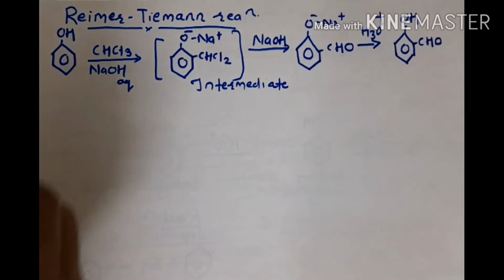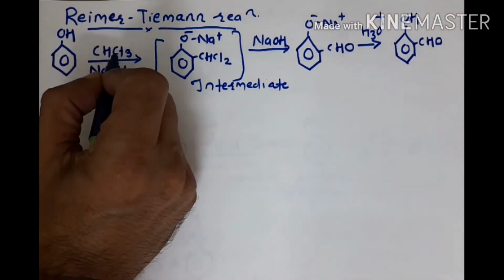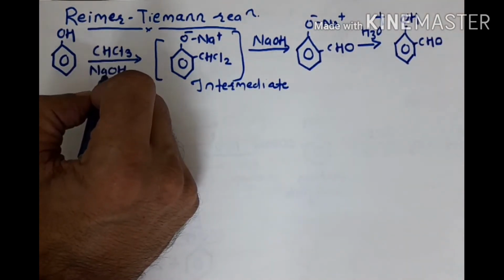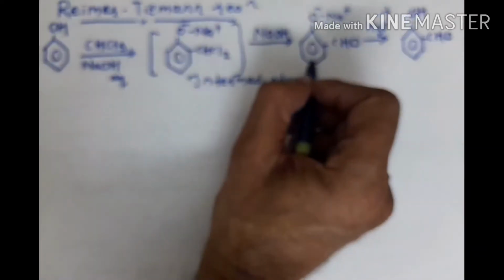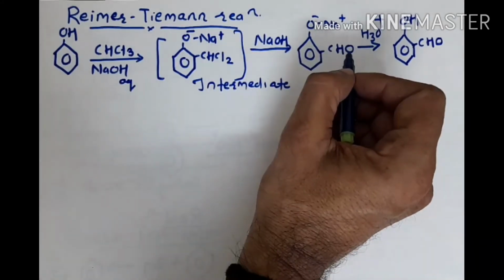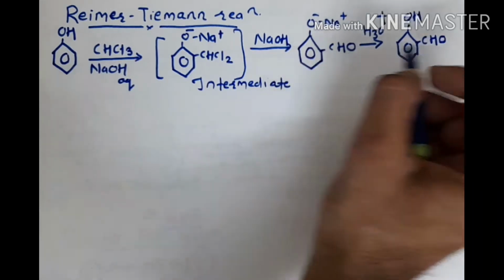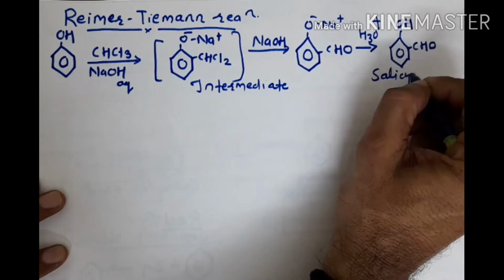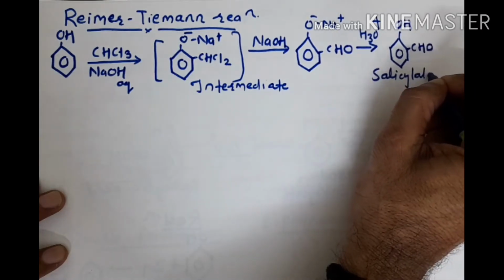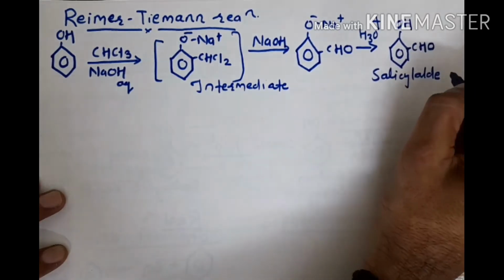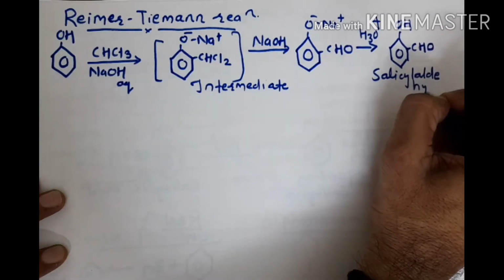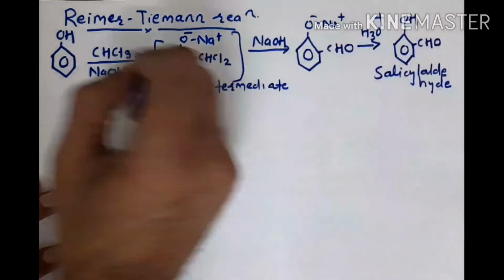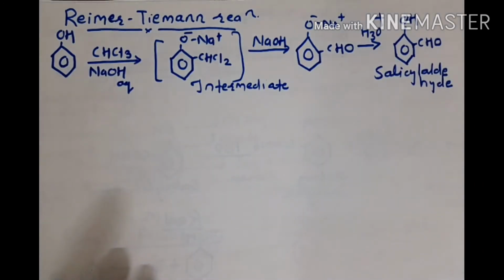So once again, phenol on reaction with chloroform in aqueous sodium hydroxide first forms an intermediate, which on further acid hydrolysis forms salicylaldehyde. This reaction is called the Reimer-Tiemann reaction. Okay, that's all about the Reimer-Tiemann reaction.